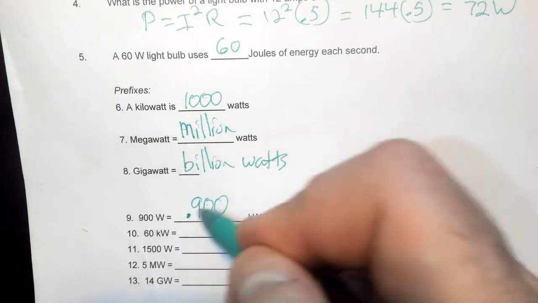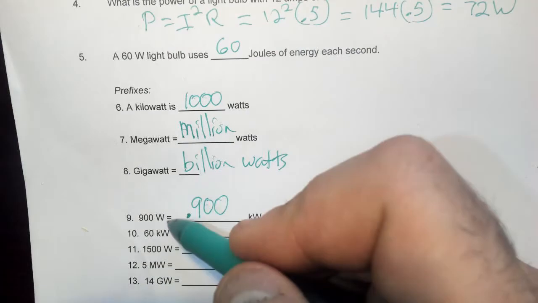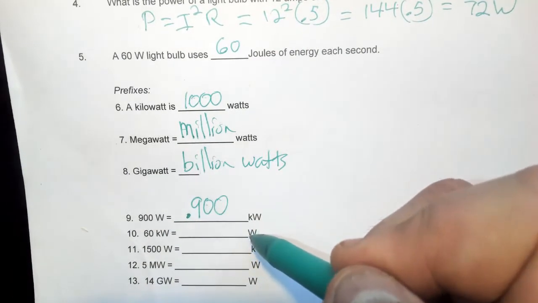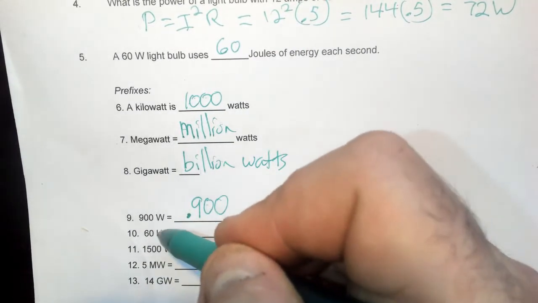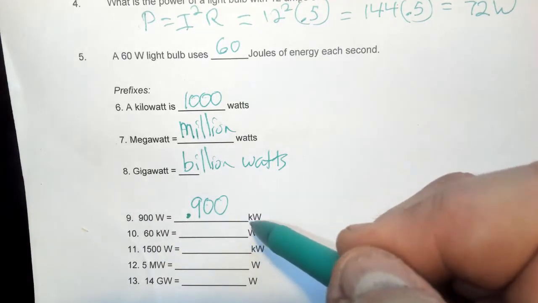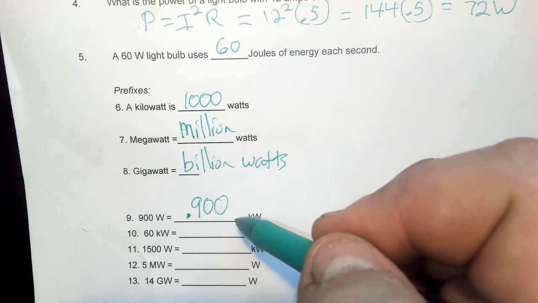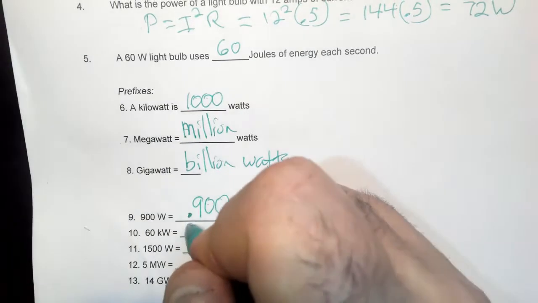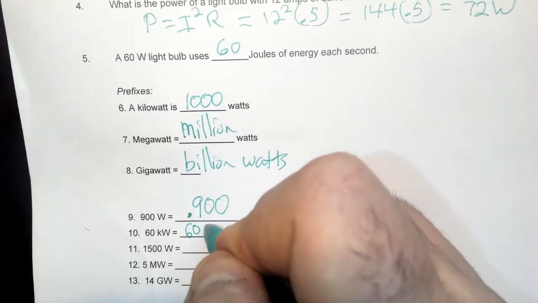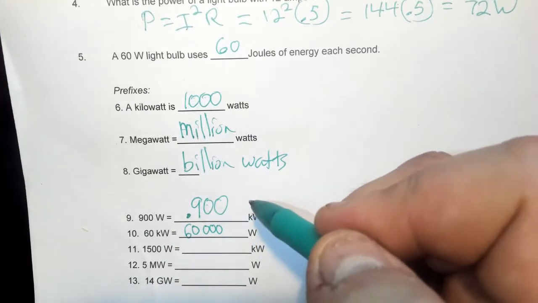Okay, 60 kilowatts is how many watts? For every kilowatt, I have 1,000 watts. So if I had 2 kilowatts, I'd have 2,000 watts. So I'm moving the decimal point over to the right. So I have my regular 60 there, and then I add my 3 zeros for 1,000s there.